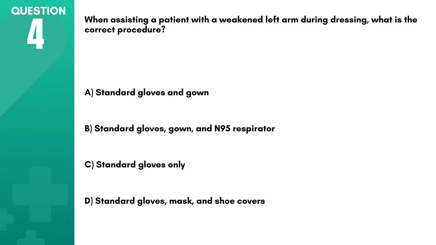Question 4. When assisting a patient with a weakened left arm during dressing, what is the correct procedure? A. Start by putting the sleeve on the right arm first. B. Start by putting the garment on the weaker, left, side first. C. Ask the patient to dress themselves completely. D. Pull the garment over the patient's head without assistance.